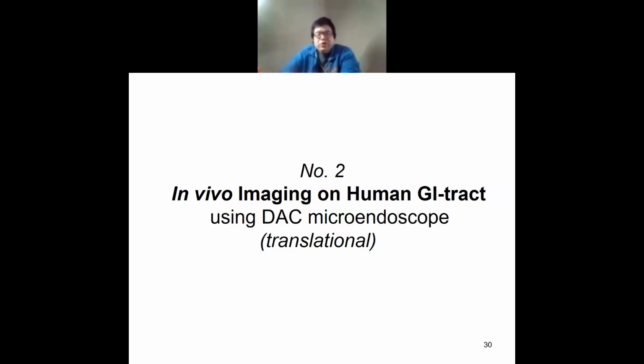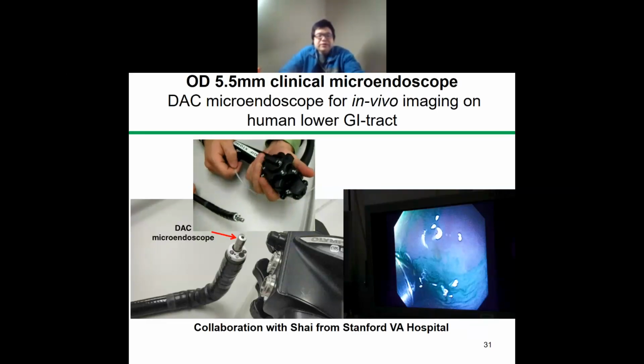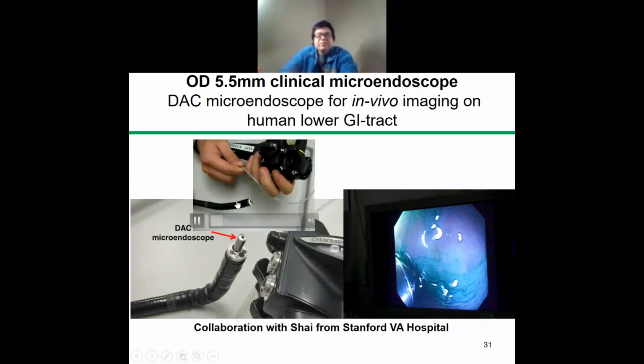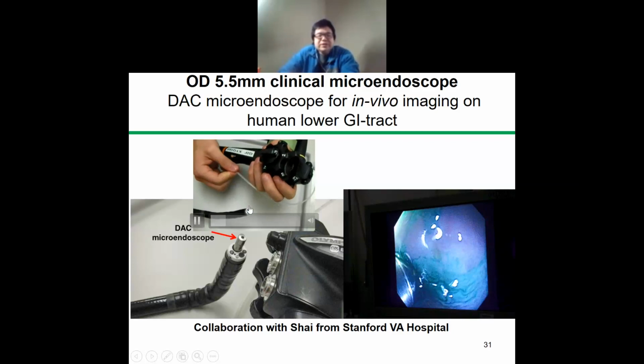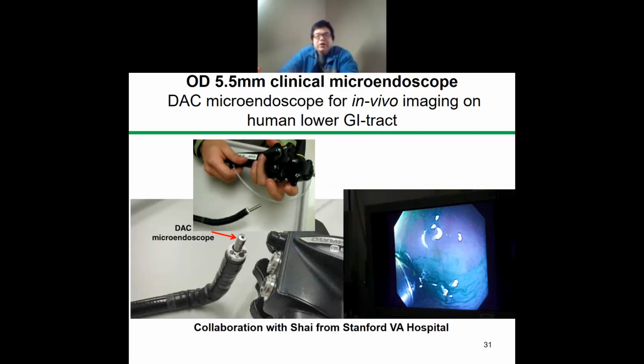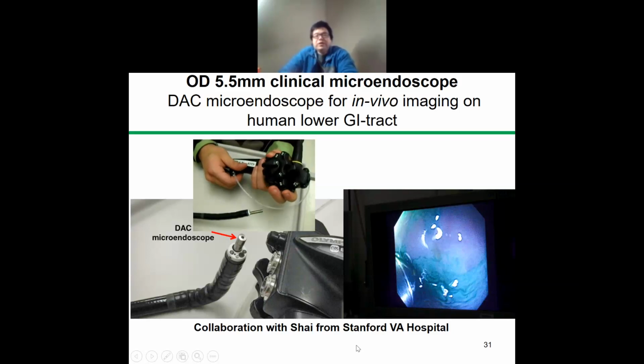So with all these miniaturized systems, you get a very tiny one into the endoscope, into the medical endoscope like this. And then we move on to the clinical trial with Dr. Shai at the VA hospital. We first started with ICG. Actually, this is a collaboration between Stanford and Michigan State. We are moving on to targeted imaging.